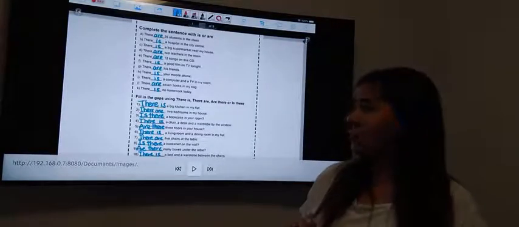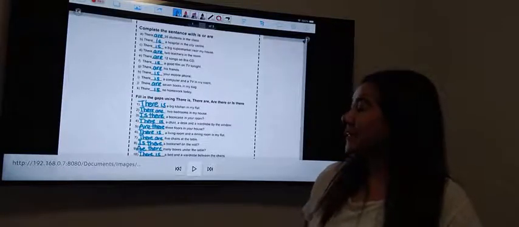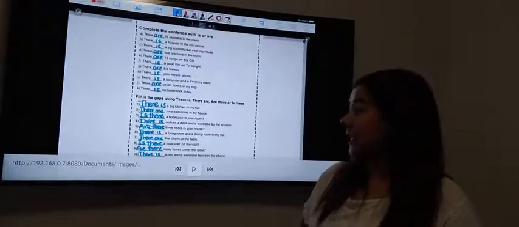Are there 3 floors in your house? Okay. Then number 6, there is a living room and a dining room in my flat. There are 5 chairs at the table, I'm sorry.